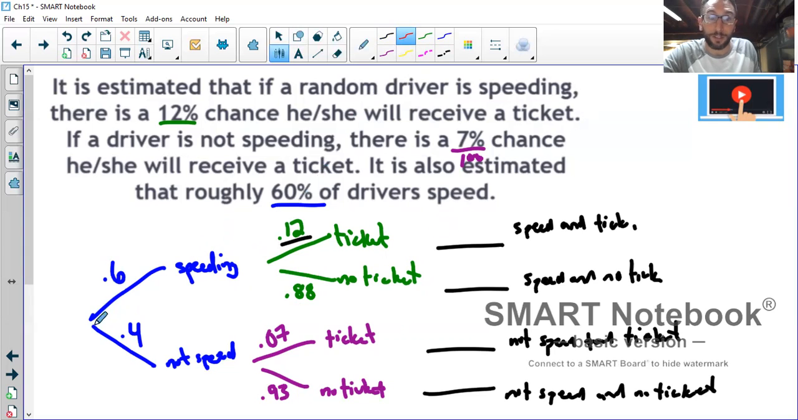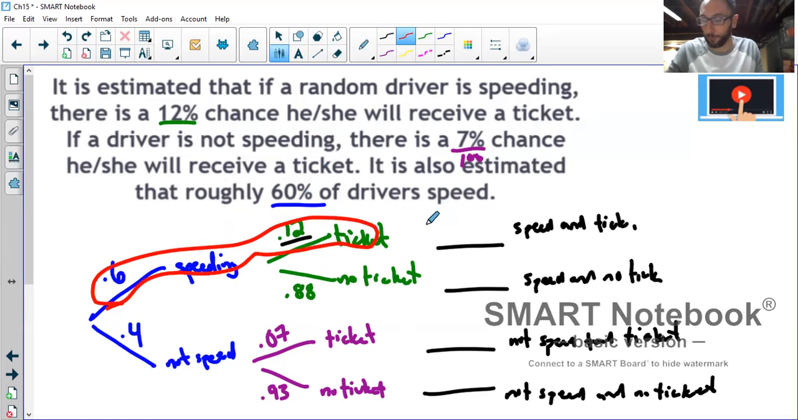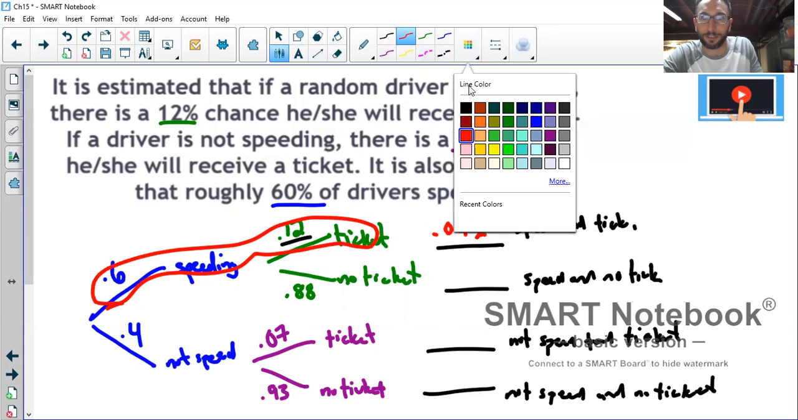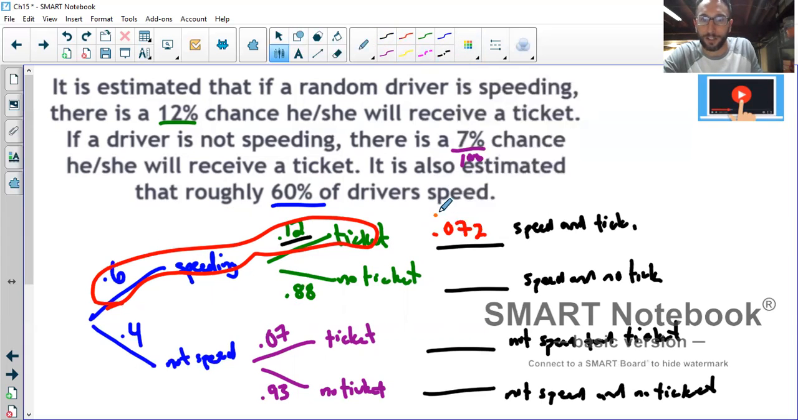So for this spot right here, speeding and ticket, we're going to do 0.6 times 0.2, which is 0.072. So if you just write 0.072 here with no multiplication symbol, that's okay. It's implied that it's multiplication. For the sake of our notes, I'll do it in a different color. That's annoying. So this is 0.6 times 0.12.